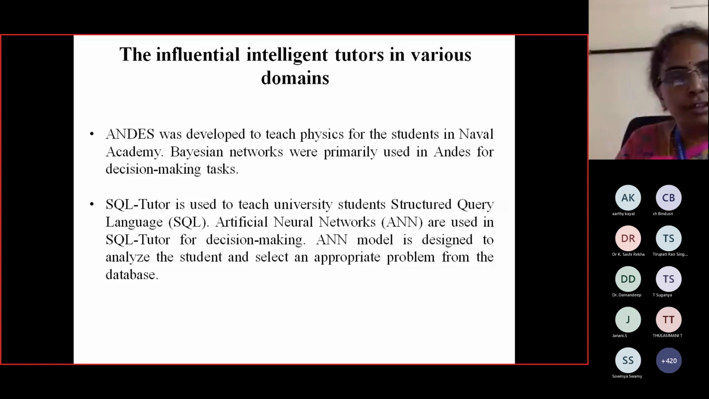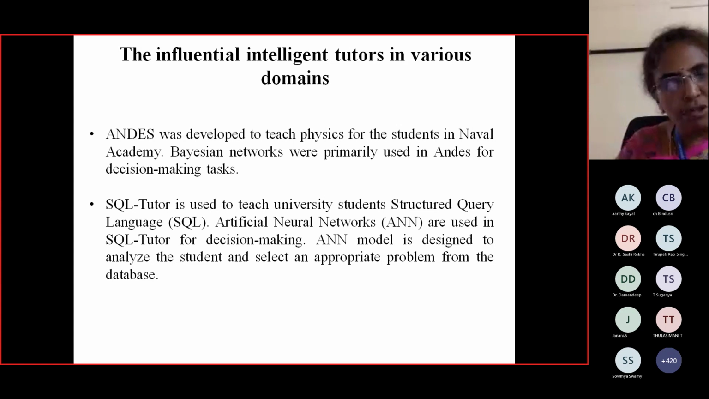Now I'm going to discuss some of the popular intelligent tutoring systems that have been developed in various domains. One such is Andes, which was developed to teach physics to students at the Naval Academy. They have used Bayesian networks.